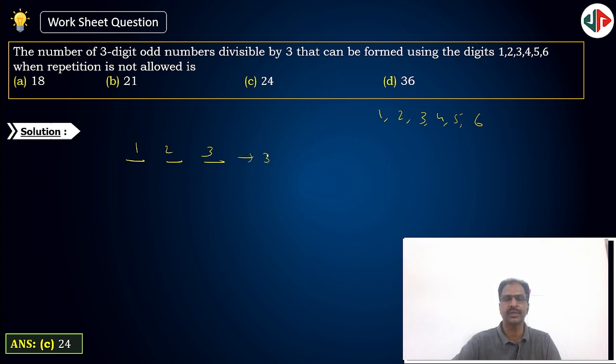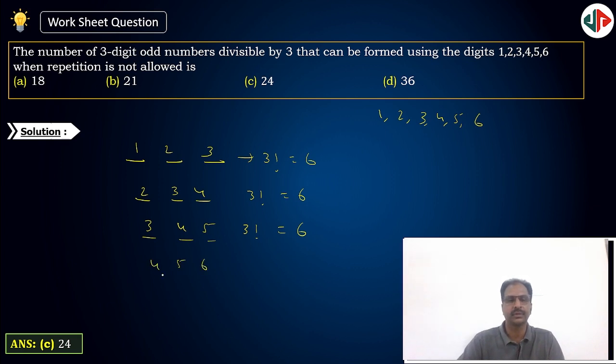How many can you get from this? 3 factorial. 1, 2, 3, 3, 2, 1, 2, 1, 3, like that you get 3 factorial. Next, after 1, 2, 3, which more combination can you take so that the sum is a multiple of 3? 2, 3, 4. Here you get 3 factorial again. Next, 3, 4, 5 is also possible. 3 factorial here. Here the sum is 12. Next, 4, 5, 6. Here also you get 3 factorial, which is 6, altogether 24. Option C.